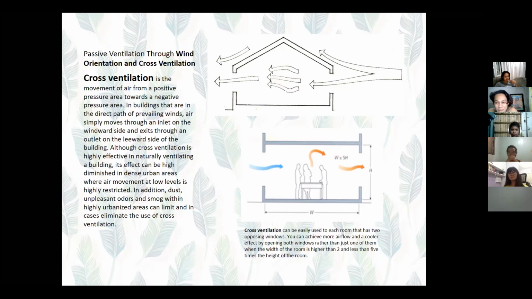What is your ceiling height? 2.3. Wow. 2.5, 2.7. Okay. 2.4. Okay.